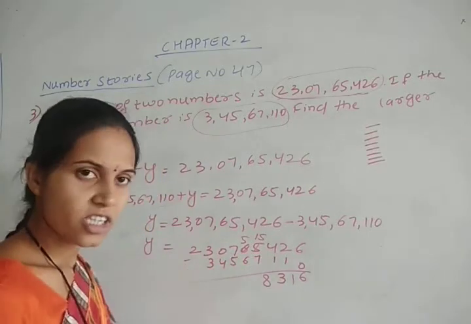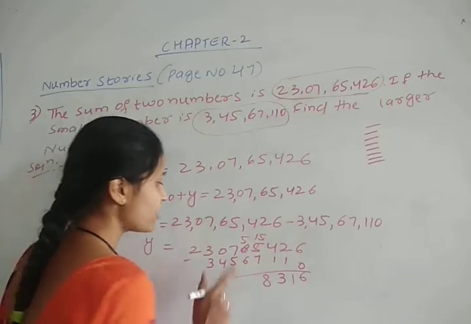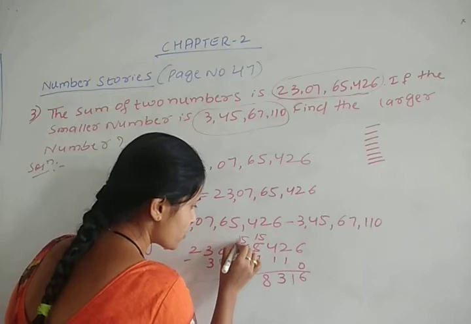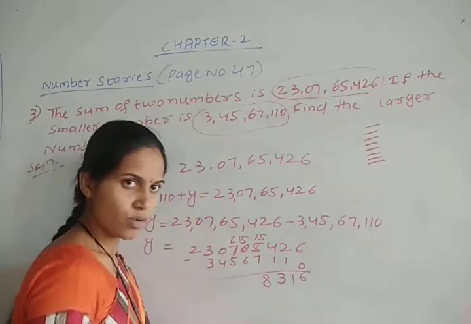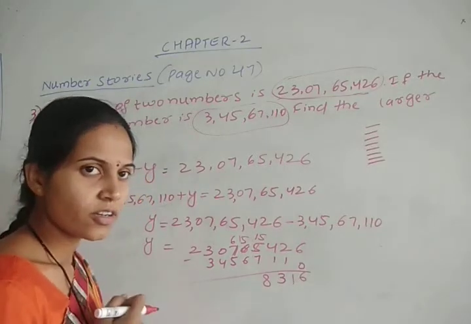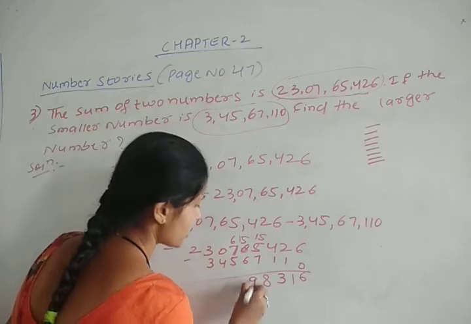So here 5 minus 6 is also not possible because 5 is smaller than 6. For that I will take one borrow from this 7. Now this 5 becomes 15. Here we are left with 6. Now if we remove 6 from the 15, how much are we left with? We are left with 9. I will write here 9.